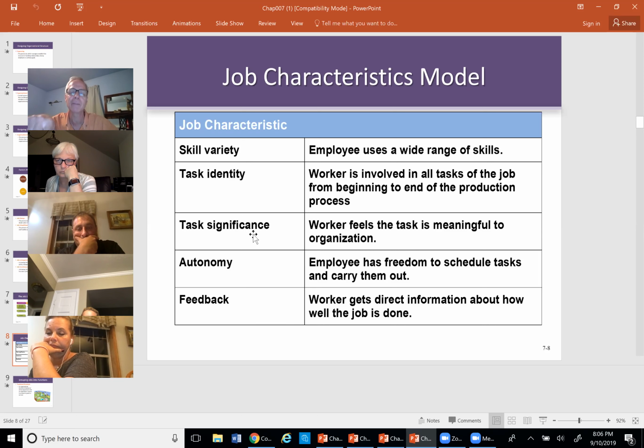You might not ever think of it, but to them, they have an important job to do because of this, this, and this. So people are pretty good at finding why their job is important and the significance of it. Autonomy: employees have a freedom to schedule tasks and carry them out. So what order we're going to do things, are you going to do that today or tomorrow? I get to decide.